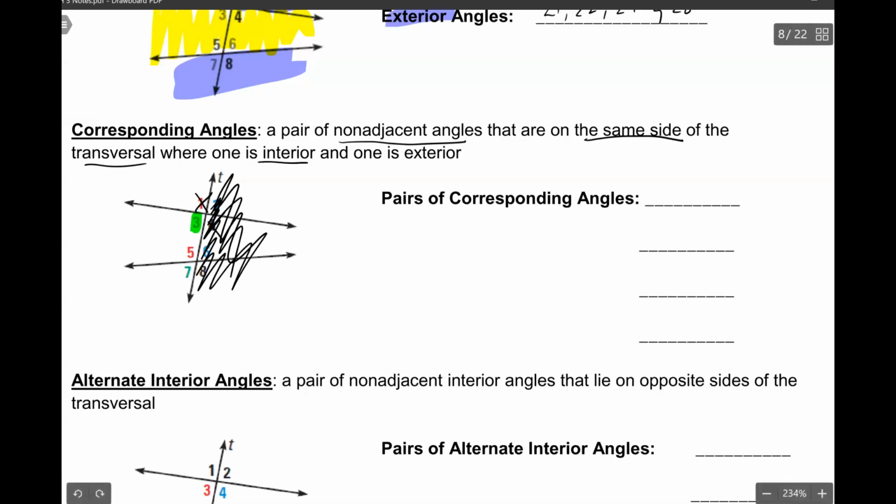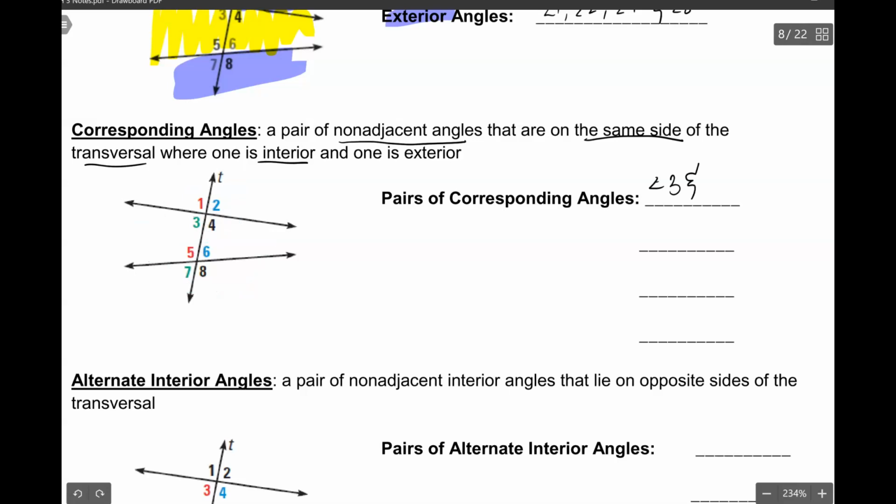Then 1 is interior, 3 is interior, and 1 is exterior. So 5 is also interior, so that's why I cross it out. So I'm left with 7. 7 must be the corresponding angle. Now the way I think about it though, is they're roughly the same location. This is another way to go about it.